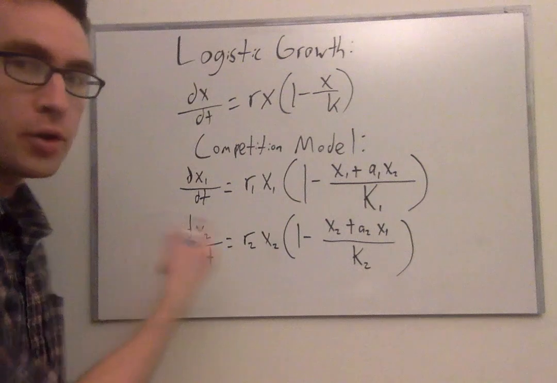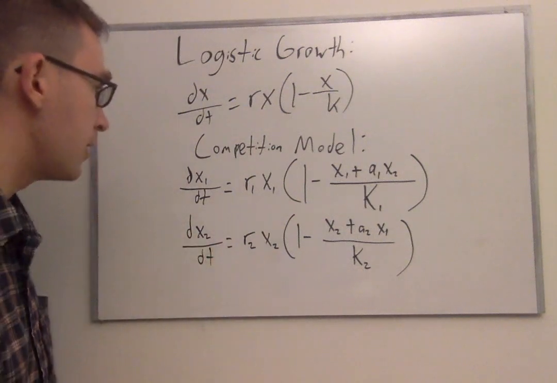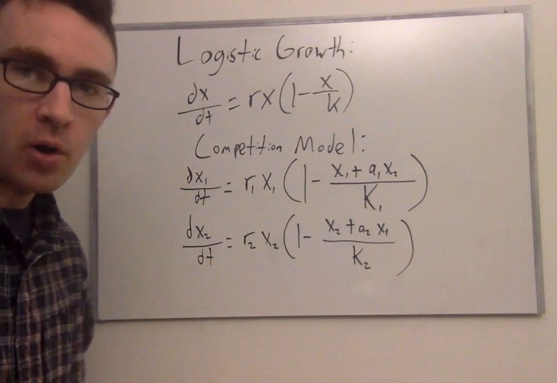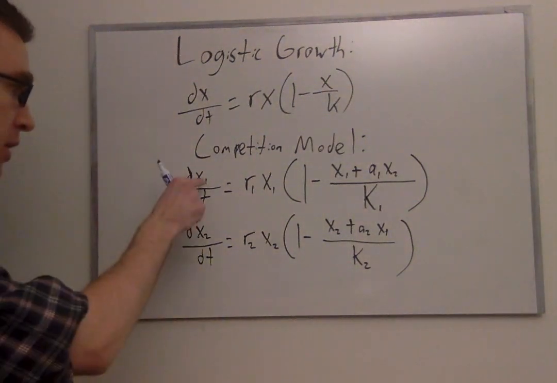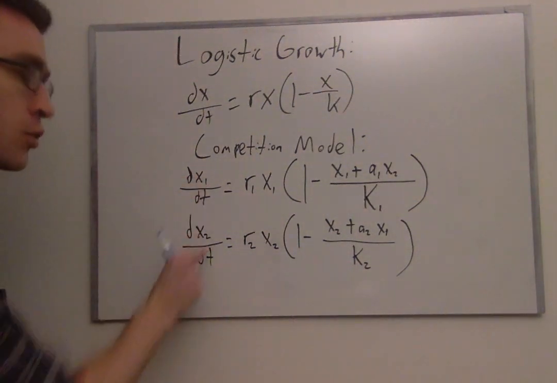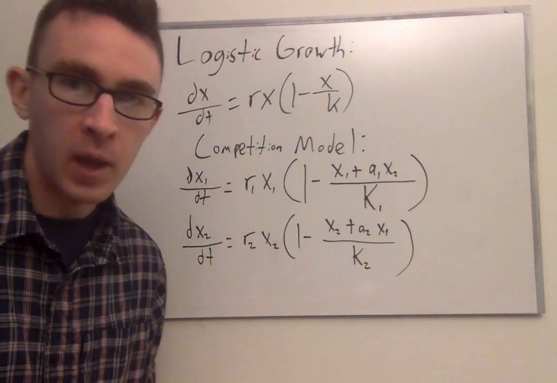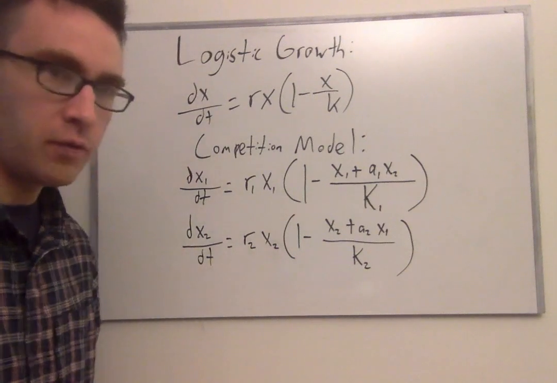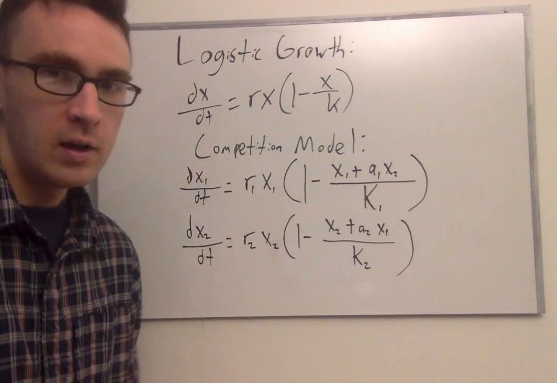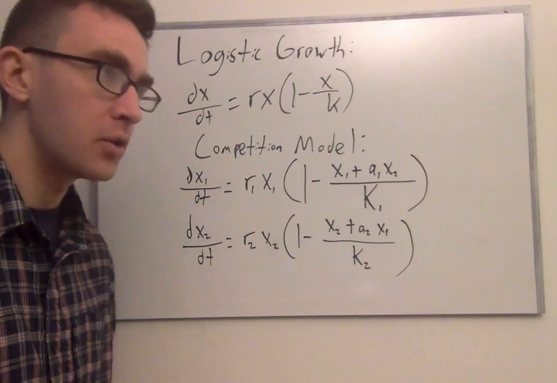Okay, so I'm going to walk you through and explain what all the parameters are. We have two species here, X1 and X2. These are the two different animal species, or I guess it doesn't even have to be animals. It could even be two kinds of bacteria that are competing with each other or something.